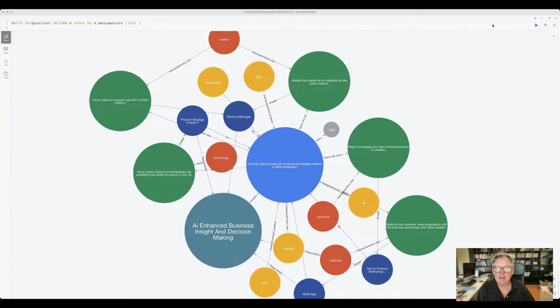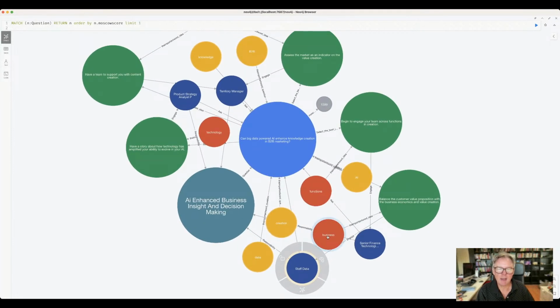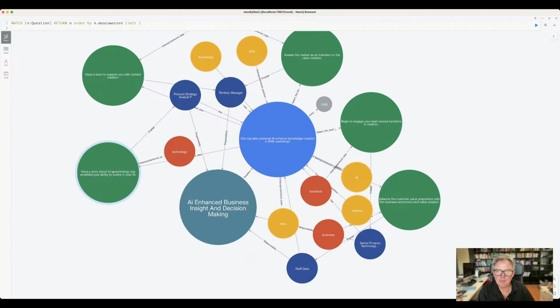So what we have here is an overview of the roles that we need to be covering here, the functions: territory manager, product strategy analyst, senior finance, technology staff, data staff members, the areas that we're focusing on: business, functions, technology, and in the questions focusing on B2B knowledge, AI creation, and data. If we go and take care of these, then that will help us right away with building a tiny project plan or having a team discussion on, are we doing the right way here? This is the main question to focus on here now.